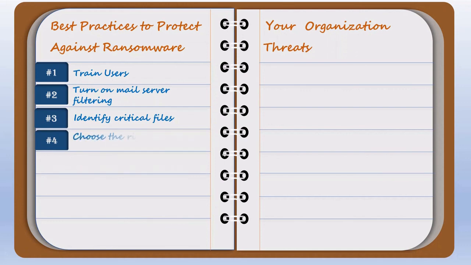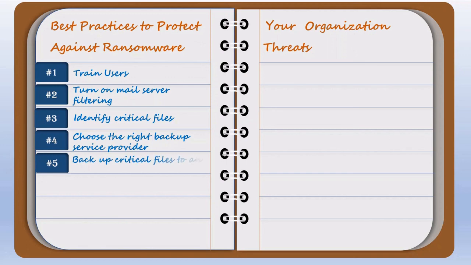Choose the right backup service provider. Choose a backup service provider that can guarantee immutable backups and easy access to unencrypted files via flexible but secure APIs. Backup critical files to an immutable destination. Frequently backup all files on your critical files manifest to a backup service provider that guarantees immutability, such as maybe Rubrik, to ensure ransomware can't encrypt your backups.